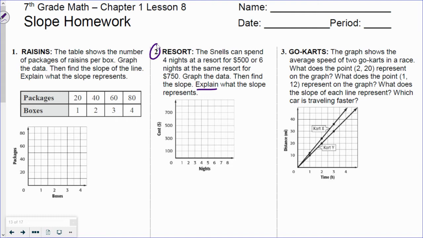Okay, so we know we have 4 nights for 500. So for number of nights, we're at 4, and we're going to go up to 500. That's the first ordered pair. The second one is 6 nights for 750. So go to 6 and then up to 750. Oh wait, 6, 7, 2 more right here, because we go up by hundreds. So 750 is about right there.